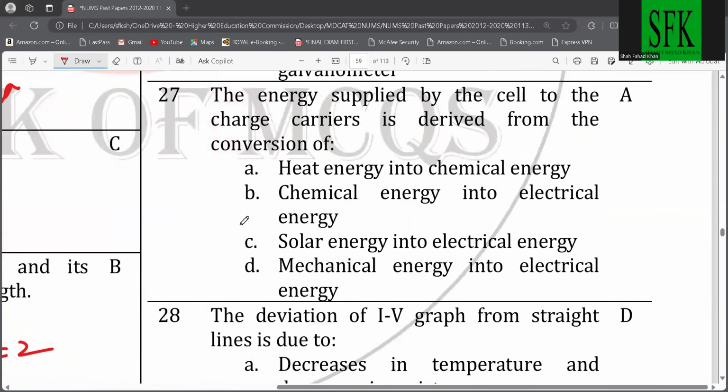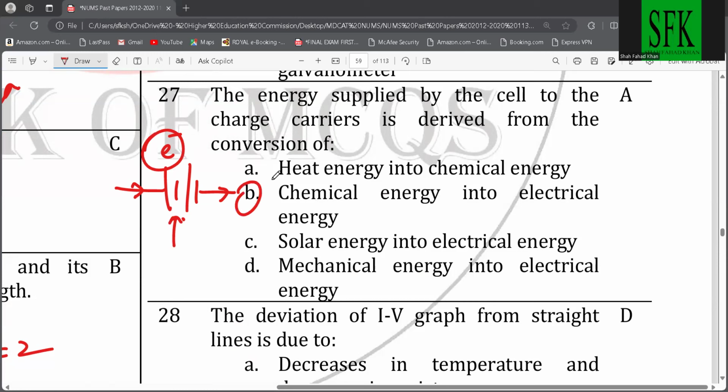Energy supplied by the cell to the charge carriers is derived from the conversion of what? Now, if you are supplying energy to the charge carriers, to the electrons, let's say when they are passing through the battery, this is a battery, and let's say some charges are passing through it. Okay, like this, for example. So they're getting charged over here. Now, how are they getting their energy? Well, the chemical energy stored in the battery is converted into electrical energy. So chemical energy is getting converted into electrical energy.